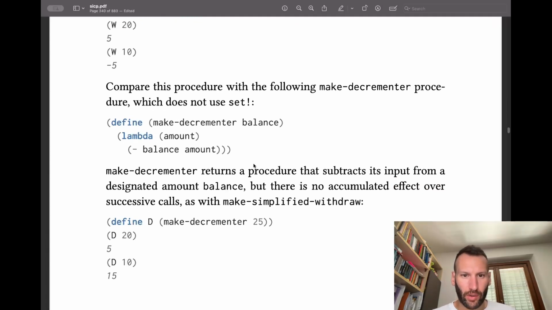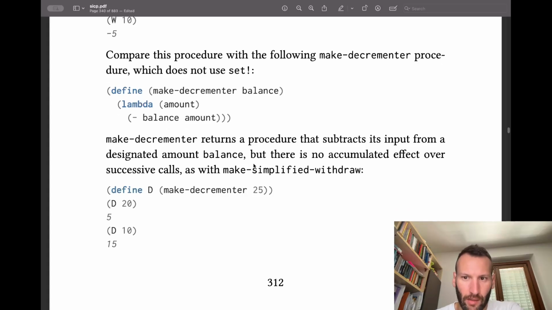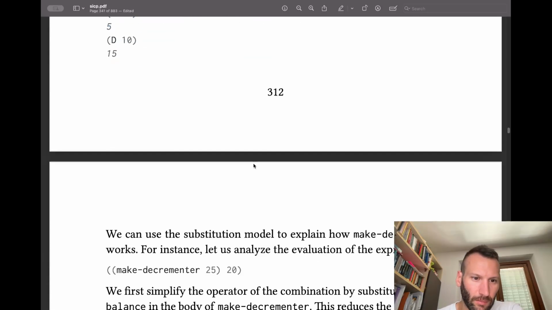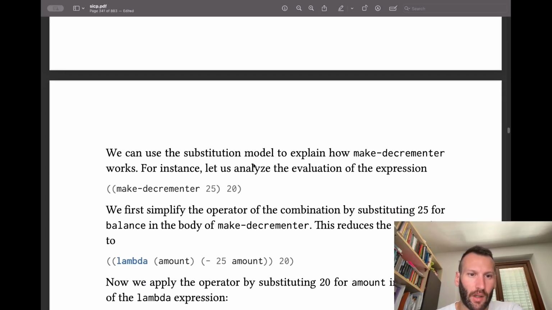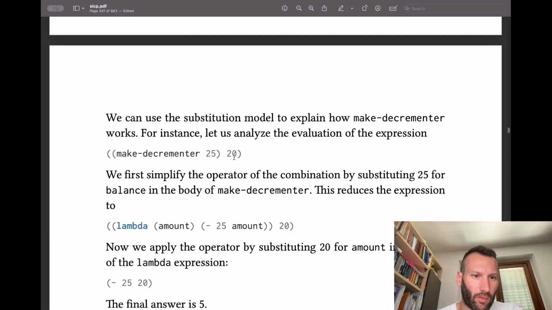Make-decrementer returns a procedure that subtracts its input from a designated amount balance, but there is no accumulated effect over successive calls as with make-simplified-withdraw. We can use the substitution model to explain how make-decrementer works. For instance, let us analyze the evaluation of the expression ((make-decrementer 25) 20).